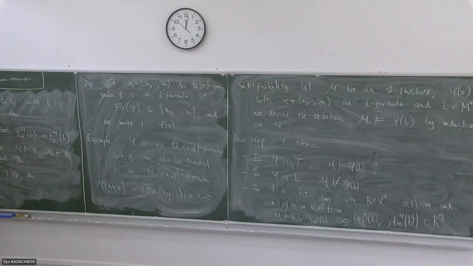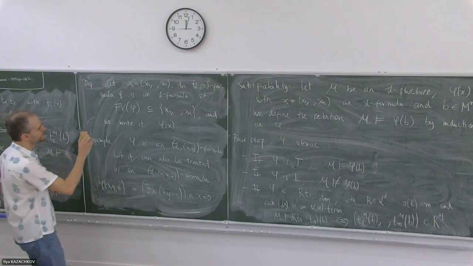Then we declare that M satisfies phi if and only if, what should it be? Exactly. If M does not satisfy psi 1, right? So I satisfy the negation precisely when I do not satisfy psi 1. This is the definition of the negation. But here I'm using the induction because I already have defined when this formula holds. Sorry, I should put the B's here as well. Thanks. Okay.